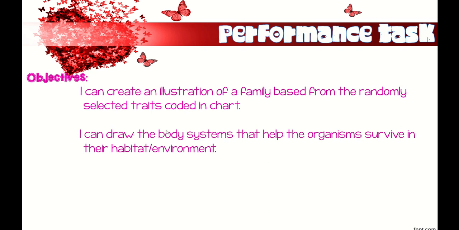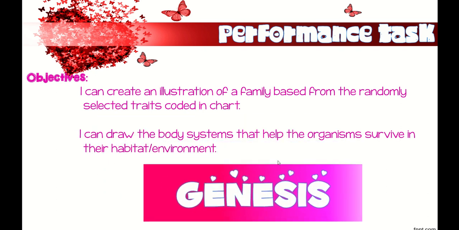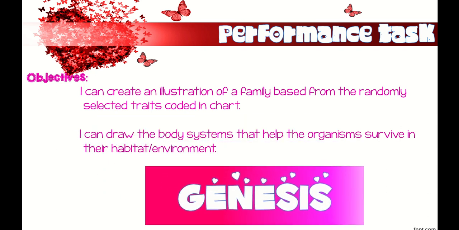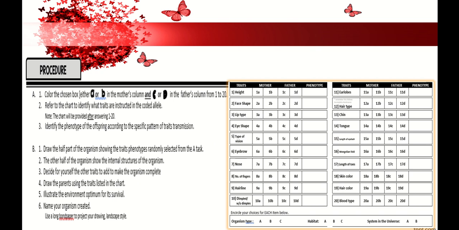So if you can see from the objectives, you have here the task that applies the concepts in your genetics, and in the second objective, the concepts of your systems. So your performance task is entitled Genesis. This activity sheet will be available to you once you're ready to make the performance task.